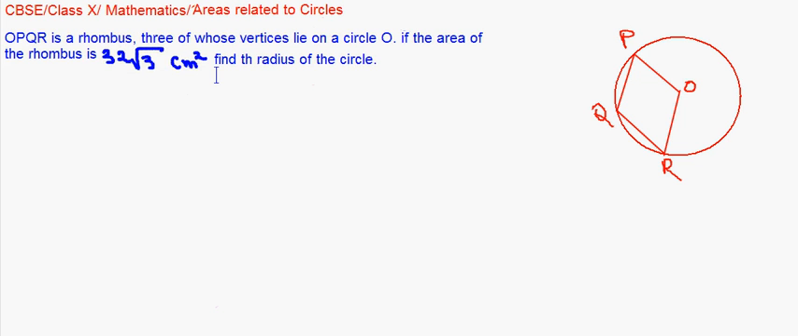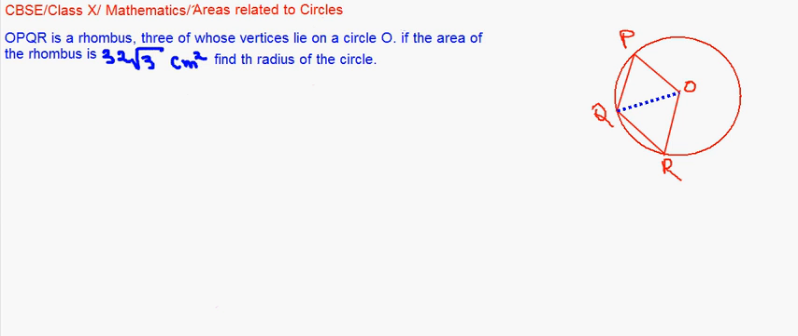Now let me just discuss it before writing it. Because it is a rhombus, obviously all the sides OP, PQ, QR, RO will be equal. So I'm just joining OQ. Once I join OQ, that also becomes a radius of the circle. That makes it equal to OP, PQ, QR as well. Now this OPQ has become an equilateral triangle, along with this OQR.